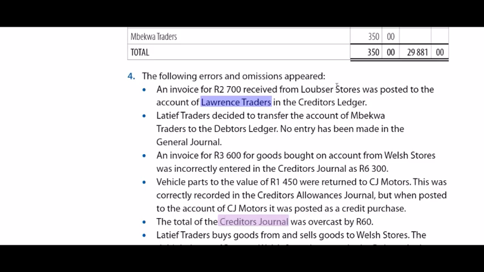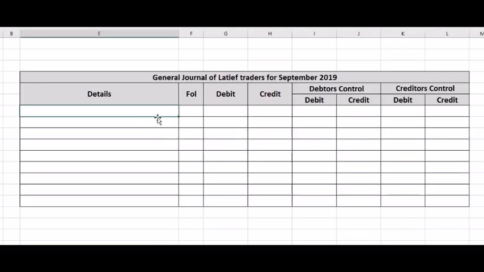In the general journal, it will look like this. We will have to go and debit creditors control of Lawrence Traders, because we didn't actually buy stock from them, but we posted the value to their account. So debit them with the 2,700 and they are one of our creditors. So it goes to the debit column of creditors control.